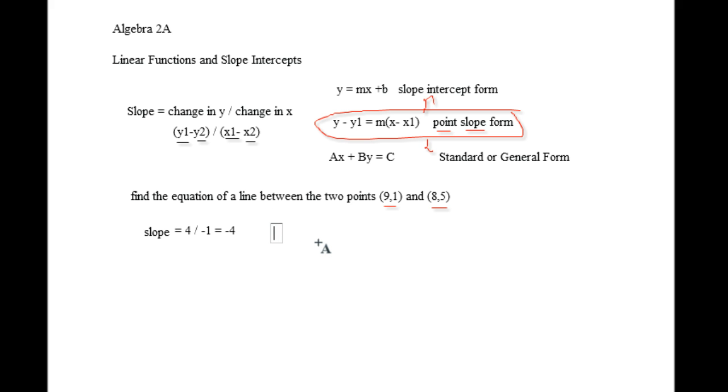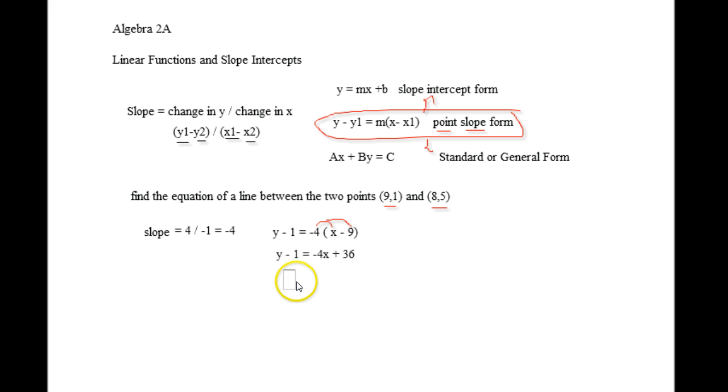All right, now first off, you put it into the point slope form. So y minus, and I'll use the first point, y minus 1, equals -4 parentheses x minus 9. And there you go. You have your point slope form, and if that's all you needed, you would stop there. However, if you do need to go further, you would distribute the -4. Okay, and we have y minus 1 equals -4x plus 36.